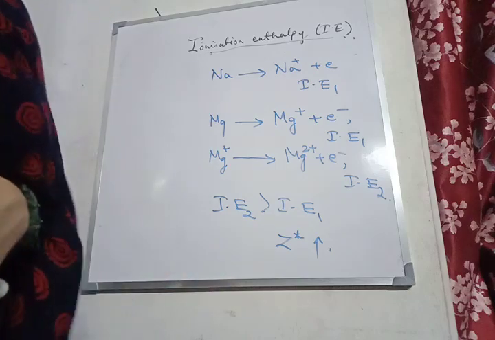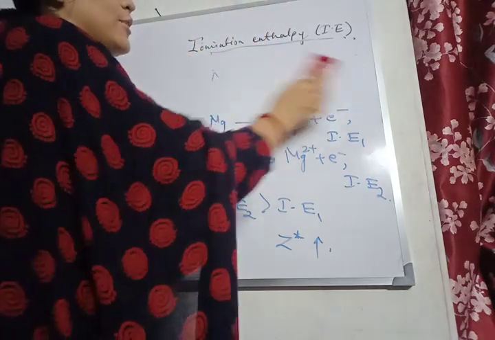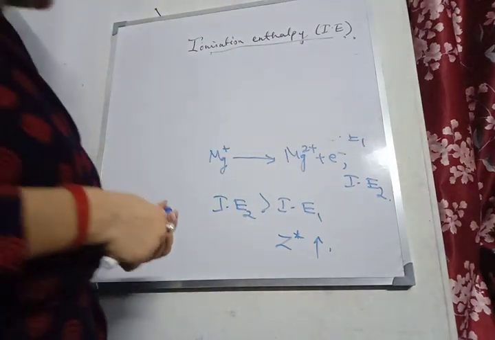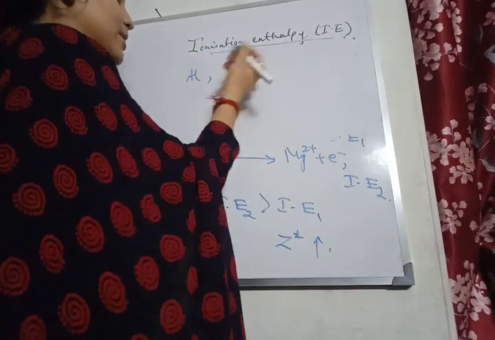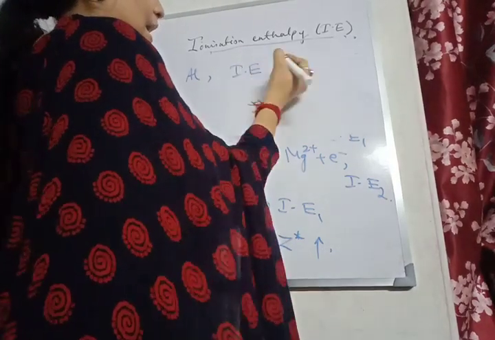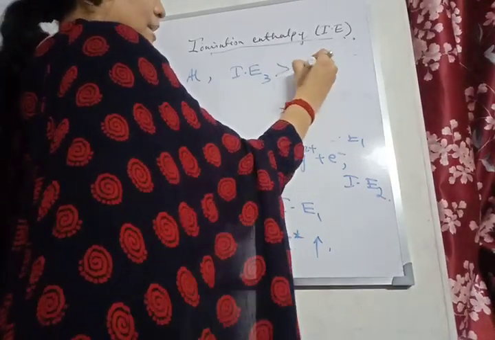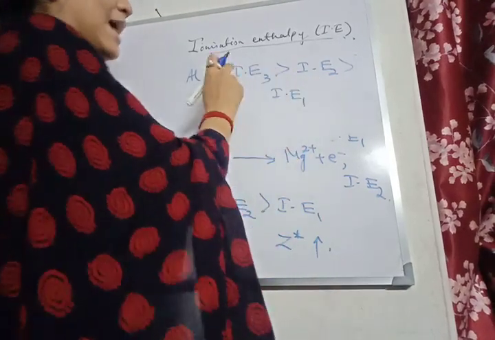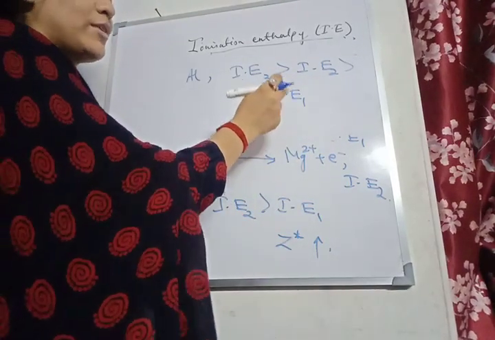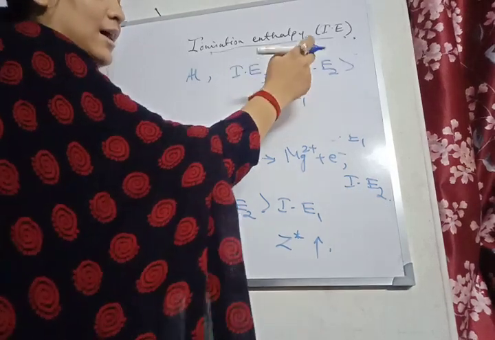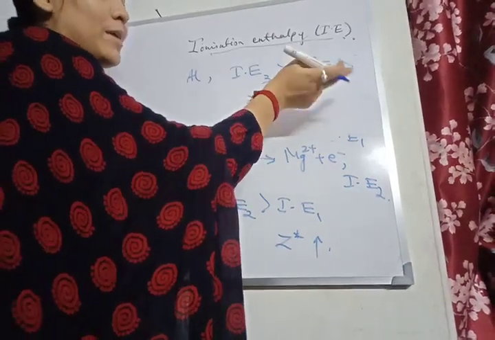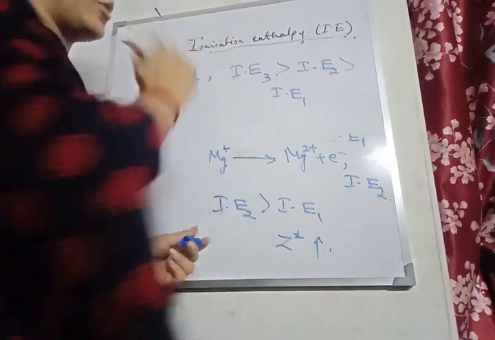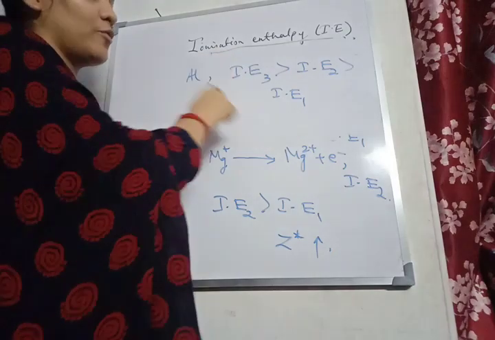Same goes for aluminium. Aluminium has 3 valence electrons, so we will be having 3 IE values. If I talk about aluminium, the order of my IE will be IE3 greater than IE2 greater than IE1. That is, IE1 involves removal of an electron from the neutral atom. IE2 involves removal of an electron from Al+. Then this one involves removal of an electron from Al2+. So this is my order of the successive potential.